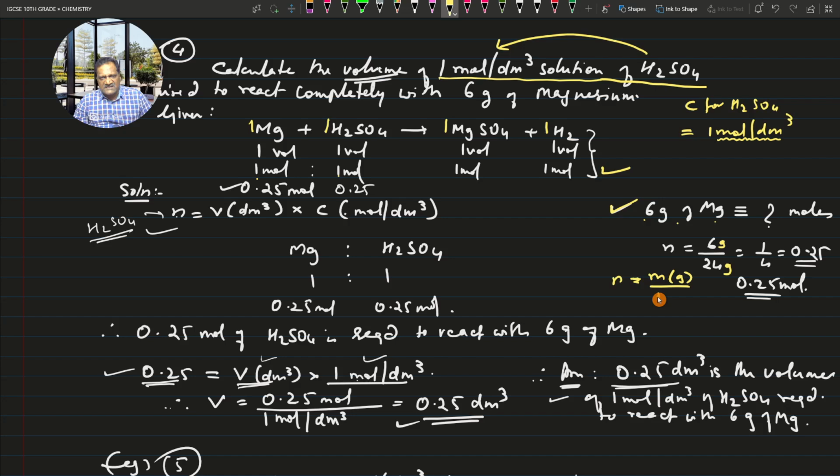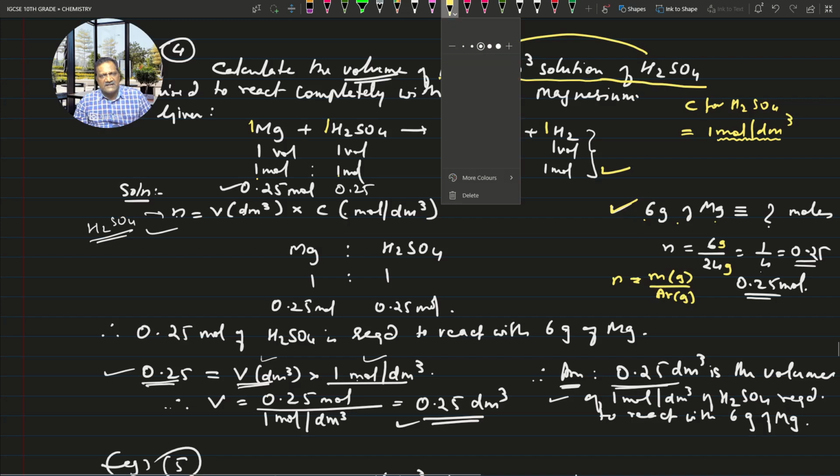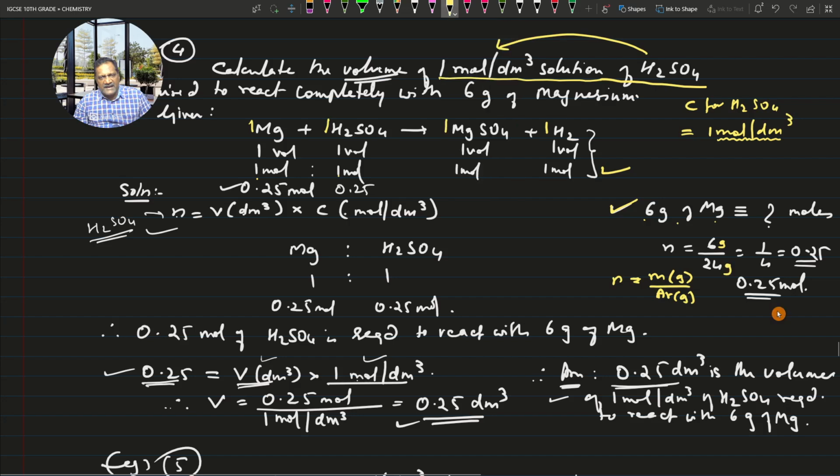Fine. So using this formula, I am getting 6 gram upon 24, that is 1 by 4. So that works out to 0.25 moles. Okay, so 6 gram is equivalent to 0.25 mole. So here I am going to write in the column of magnesium. In the column of magnesium, I am going to write 0.25 moles.